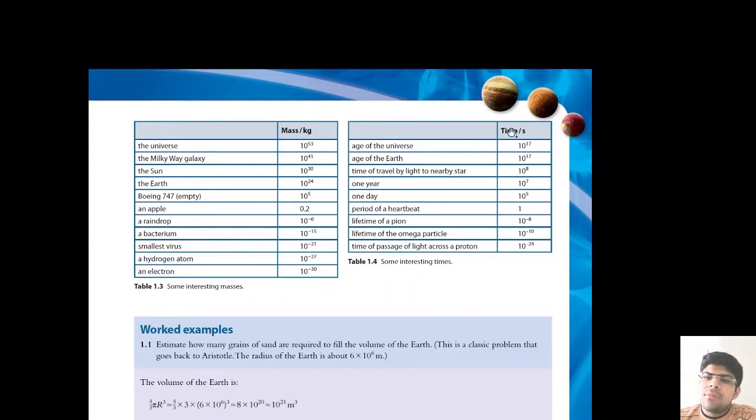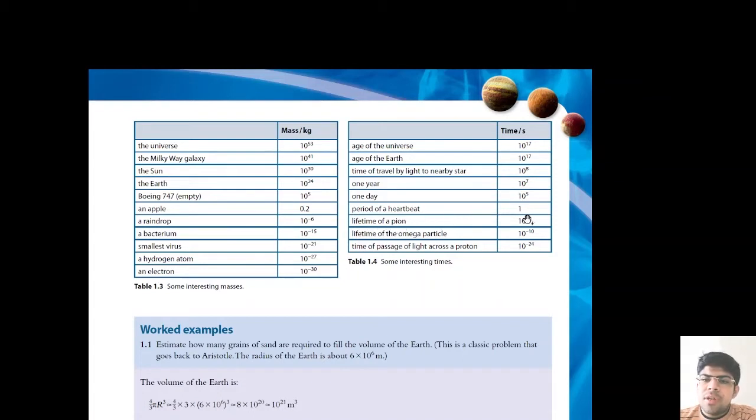So here come some interesting times in seconds. The age of the universe is 10 raised to power 17, and the age of the earth is 10 raised to power 17. The time taken by light to travel to the nearby star is 10 raised to power 8, and 1 year is 10 raised to power 7. 1 day is 10 raised to power 5, and the period of a heartbeat is 1 second.